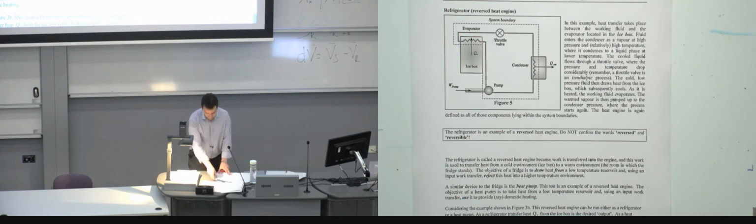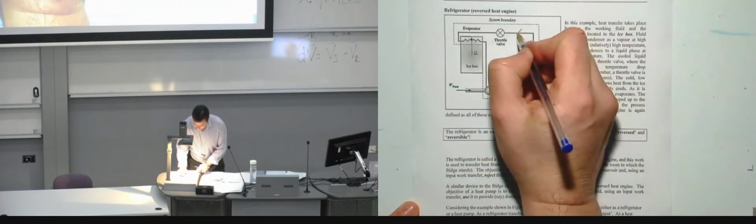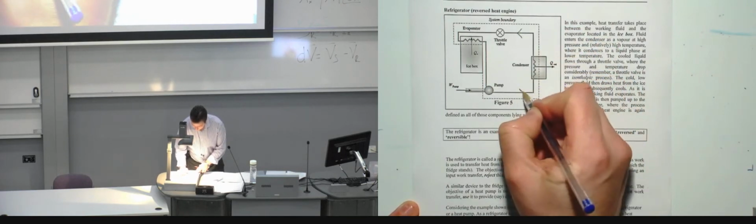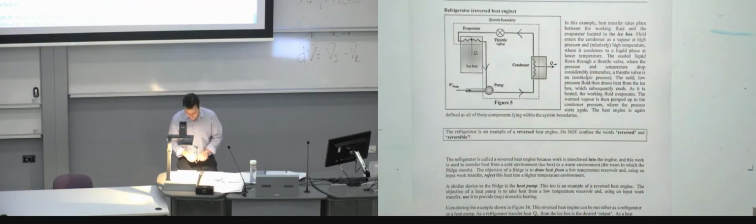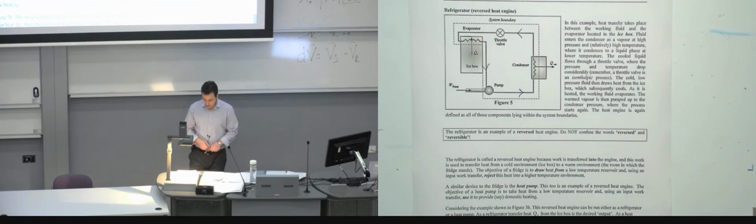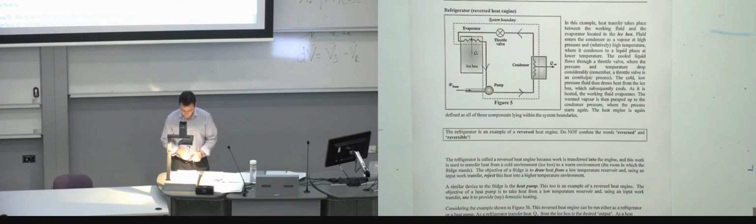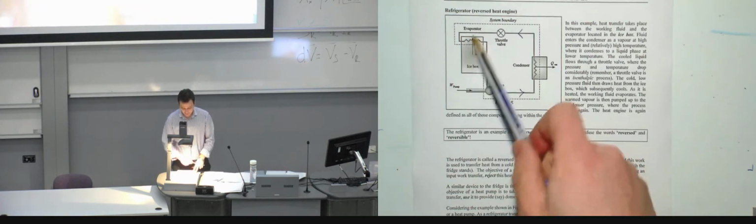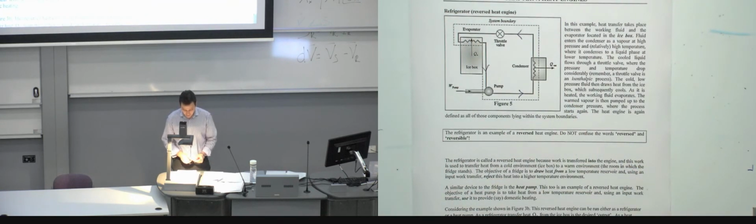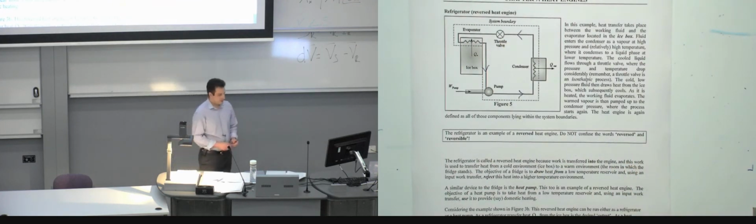This cycle, which in this case the direction is this way, is anti-clockwise. You have very similar components in here, four components, with small differences. For example, the boiler is now an evaporator. Turbine, you don't have a turbine, you have a throttle valve.